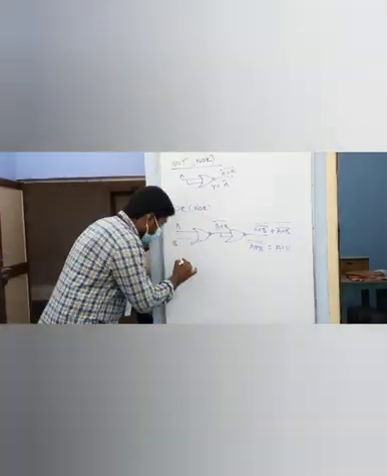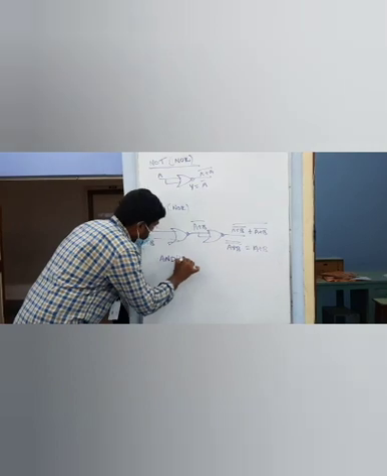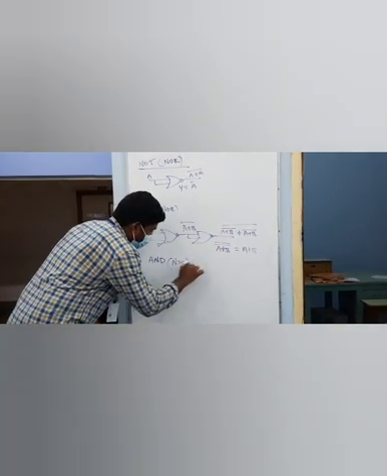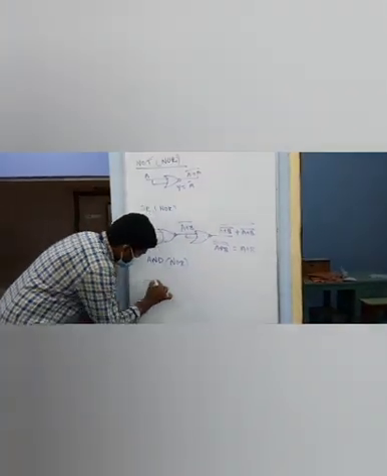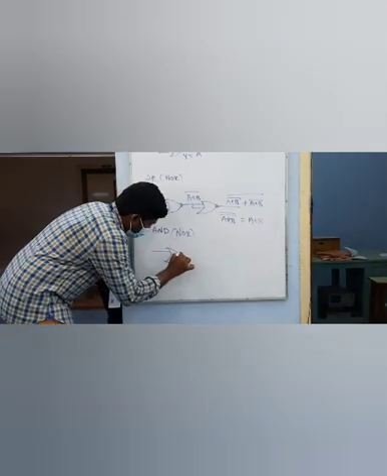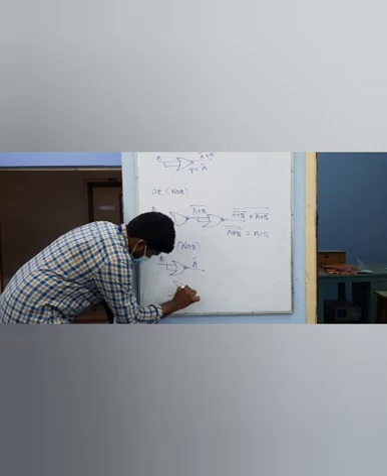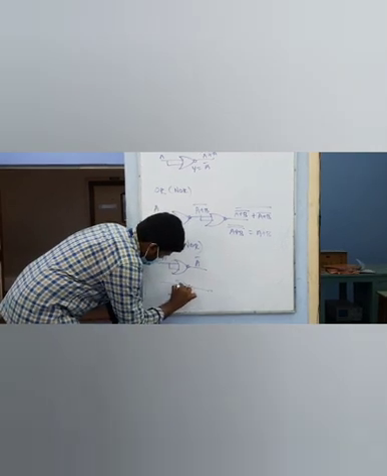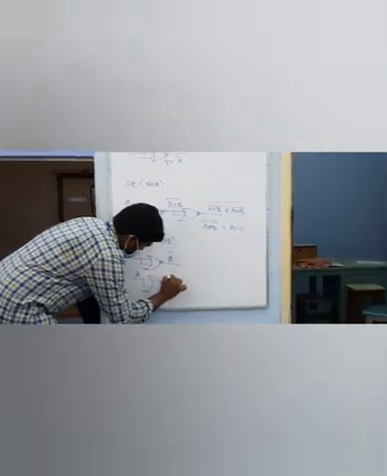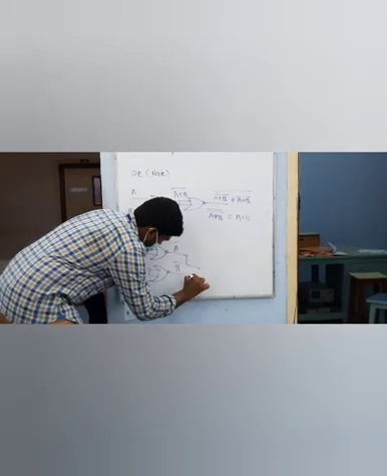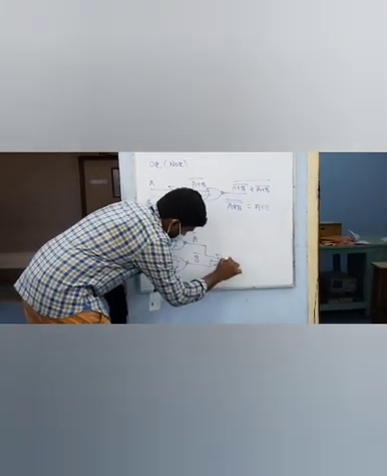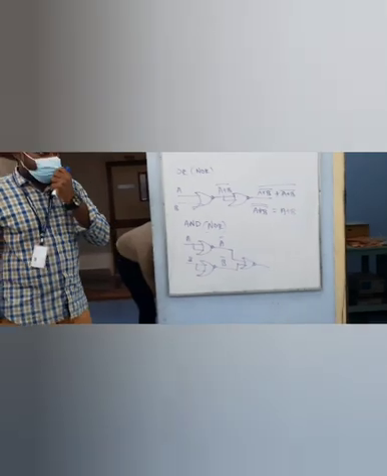AND gate. How to implement AND gate using your NOR gate? How to implement? Any idea? So I will have 2 NOR gates. So here what is the output? A bar. Now here what will be the output? B bar. So that is given to your NOR gate. So what will be the output?